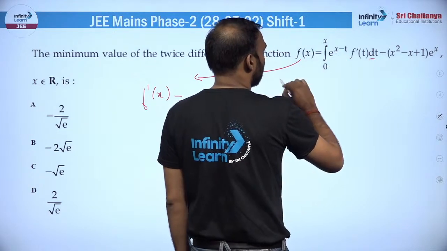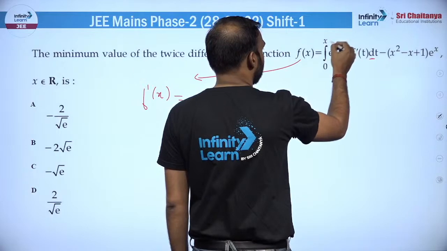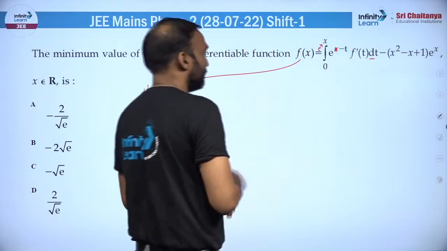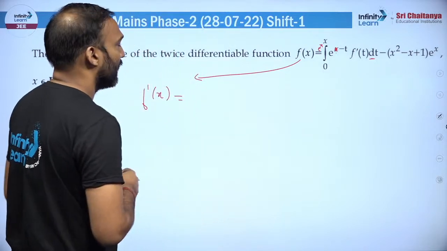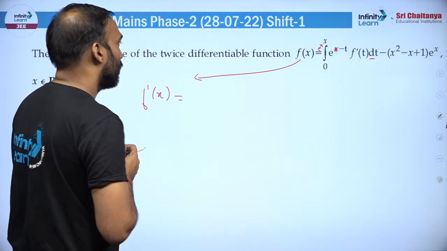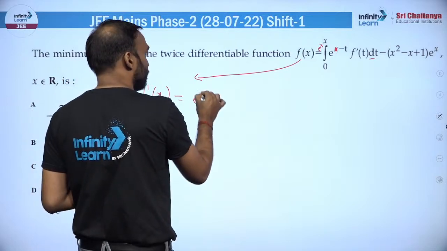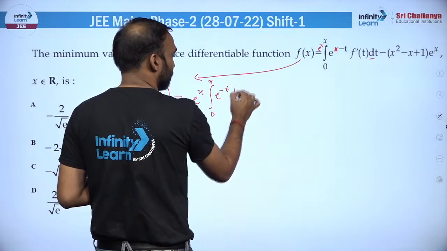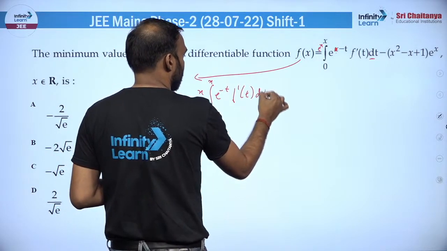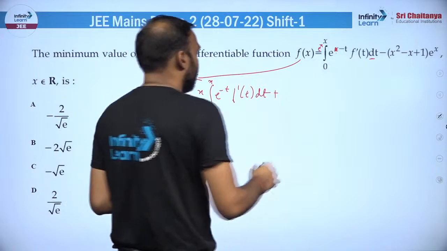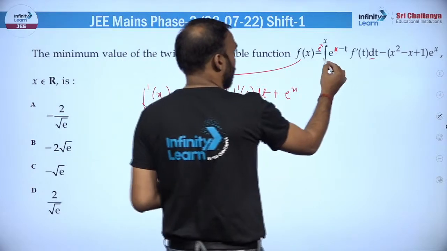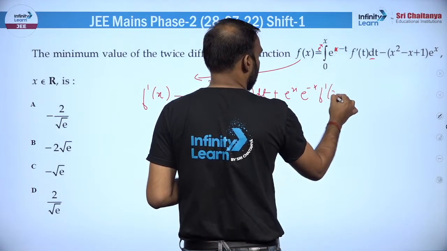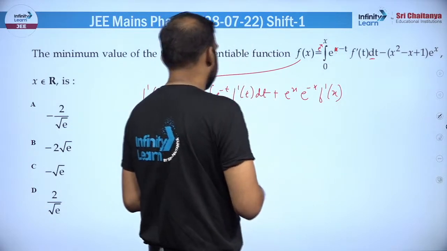So e raised to power x will be a constant, right? So you can take e raised to power x out and you can write this as e raised to power minus t, right? And now I can differentiate this using the product rule. So the derivative of e raised to power x is e raised to power x. I'll write the other function as it is, plus I'll write the e raised to power x and the product of this. So x comes in place of t into the derivative of x, that is 1.